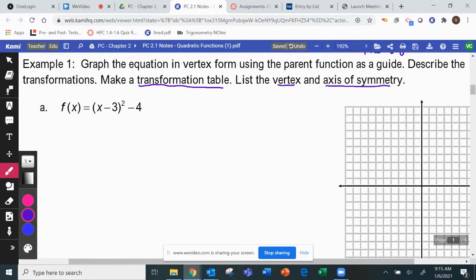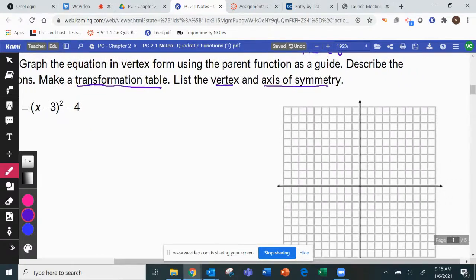So first of all, I'm going to go ahead and graph the parent function of just f of x equals x squared.